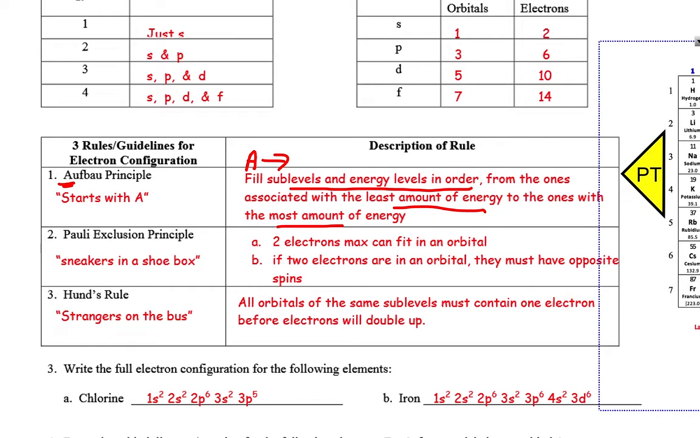Pauli exclusion, you should be thinking exclusion. Anything other than 2 electrons get excluded. Think of sneakers in a shoebox, you can only fit 2, and they have to be oppositely turned, opposite spins.